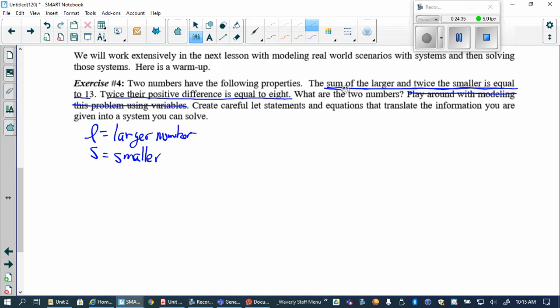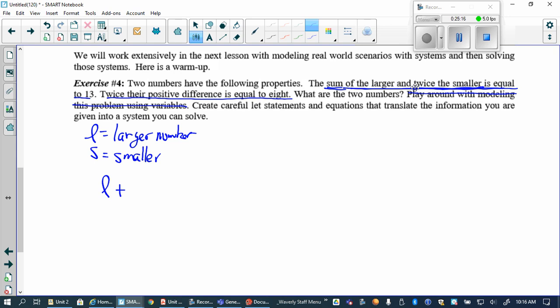The word sum means to do what? Add, subtract, multiply, divide. Add. Okay. And so give me something then. Sum of the larger and twice the smaller equals 13. Tell me what to write. What's the larger? L. L plus S. Well, wait a minute, I thought it was twice. So what, Amy? Serenity. Dolly?